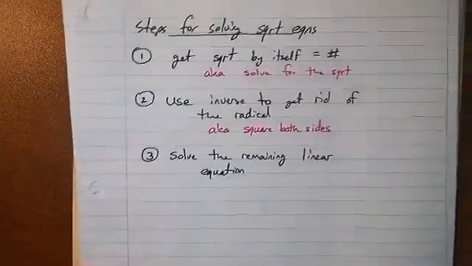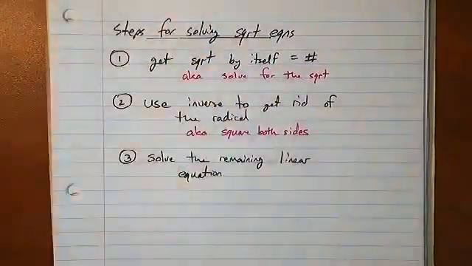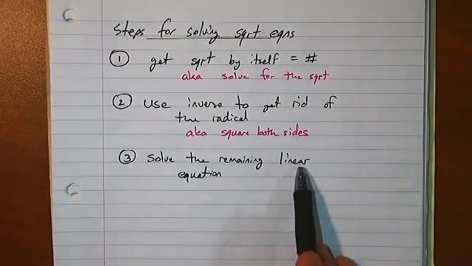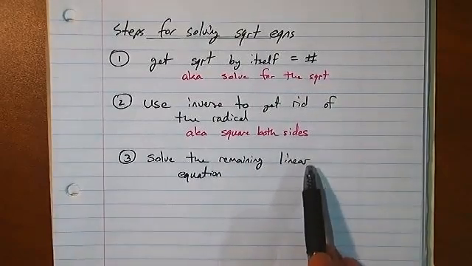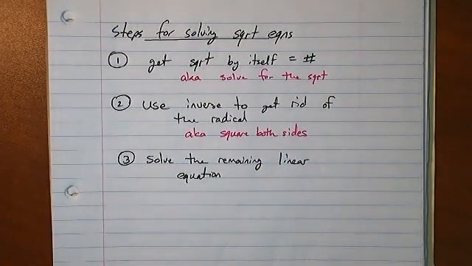It's going to always be linear. If we get to the point in our class where we're doing some more advanced radical equations, we might end up having to solve something that's not linear when we get to this spot. But right now in our class, it's going to always be linear. All right, and so those are our steps.